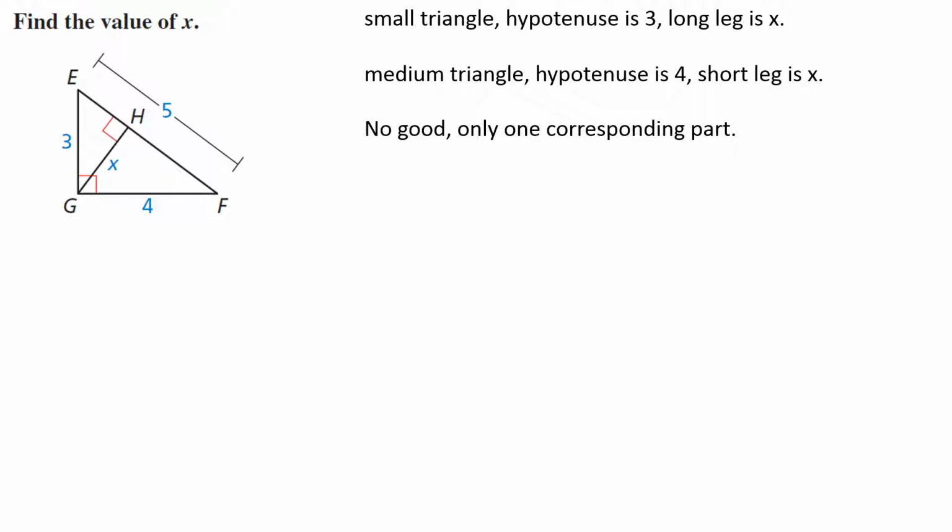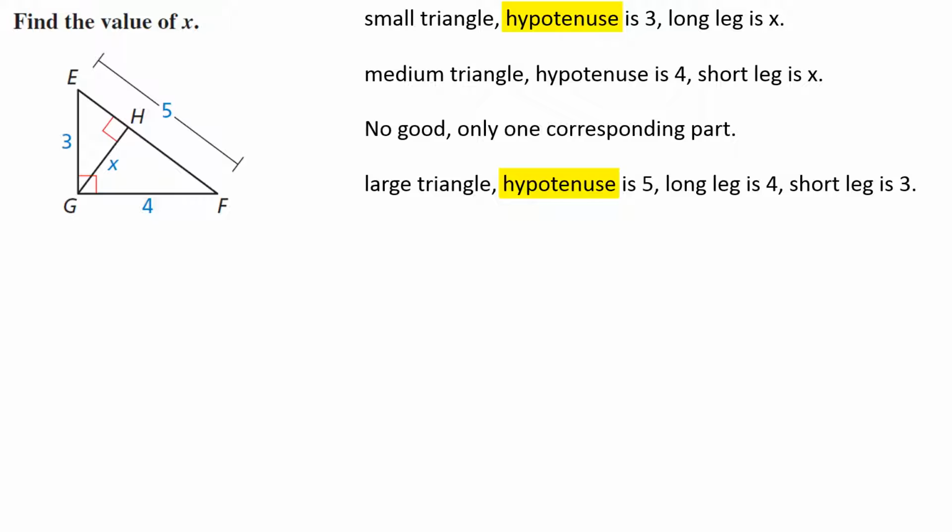So let's look at the large triangle. Well, on the large triangle, the hypotenuse is 5. The long leg is 4. And the short leg is 3. Okay, now I'm in business because if I look at the small triangle and the large triangle, not only do I know the hypotenuse, but I also know the long leg.